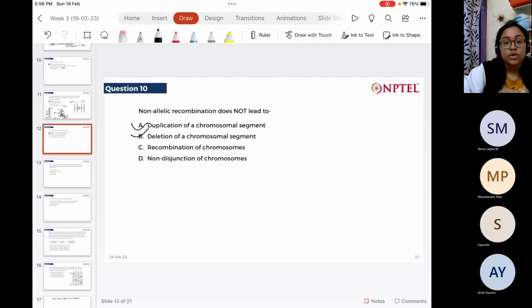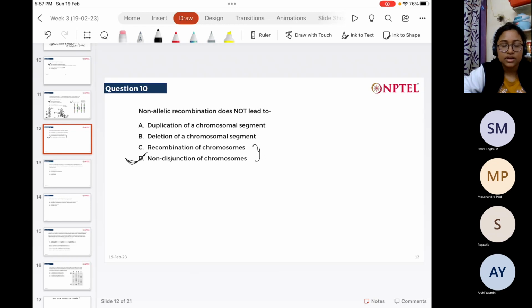But here you are asked what is not a consequence of the non-allelic recombination. So the confusion is between C and D. Supratik answered that the correct answer will be C. So let me answer. The correct answer for this question is D.